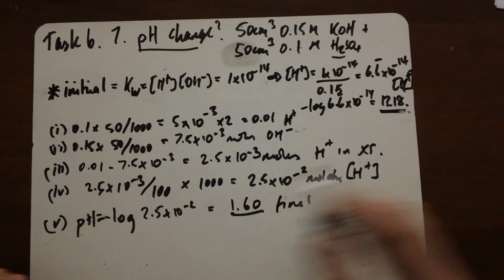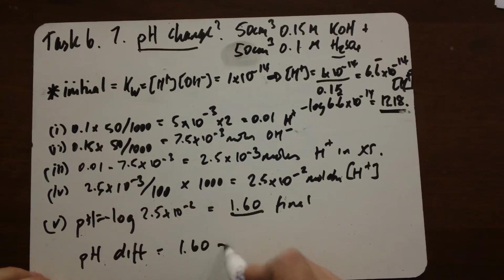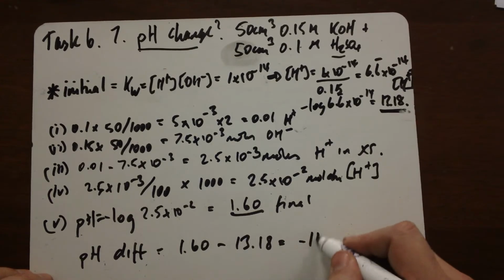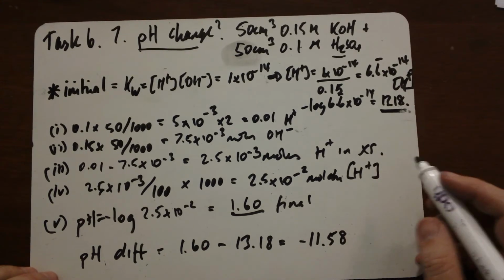That's the final pH. So the pH difference is 1.6 take away 13.18, which is a decrease in pH of 11.58.